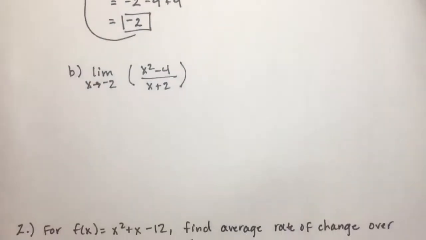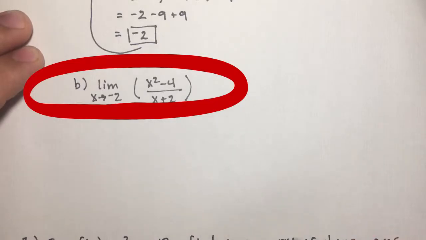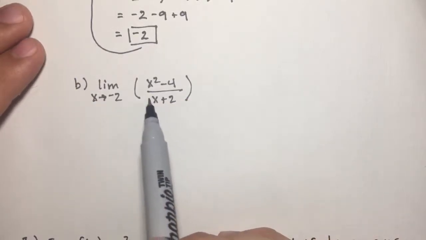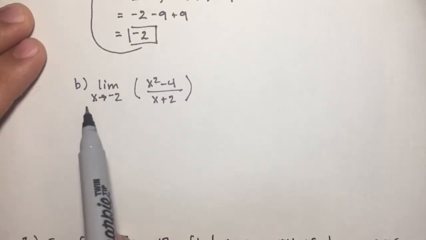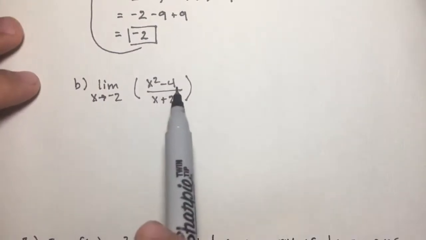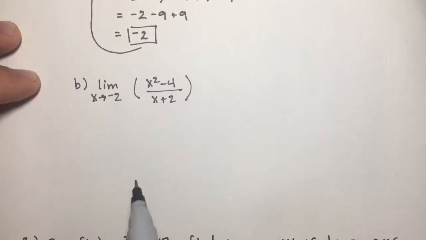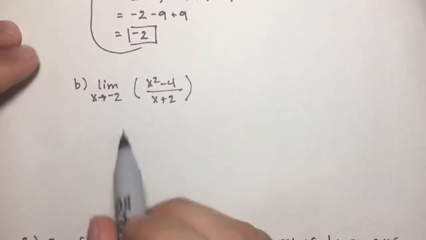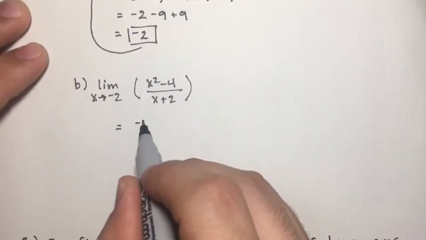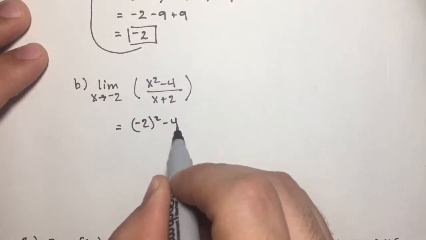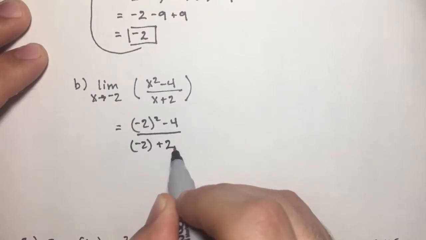So let's bring this up a little bit and look at B. So we see that it's another limit question that gives us a function and asks us to find the limit as x approaches -2. So first off, you're going to want to try to solve this like the first one. So we're going to plug -2 in for x. So let's do that. So we have -2 squared minus 4 over -2 plus 2.